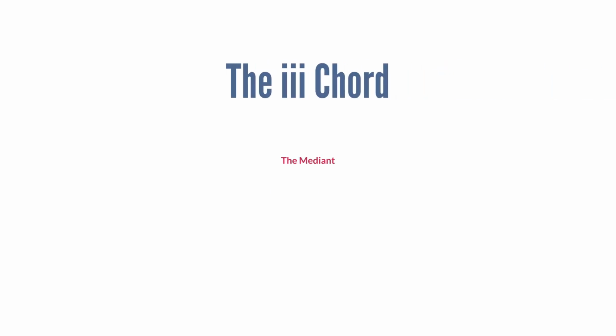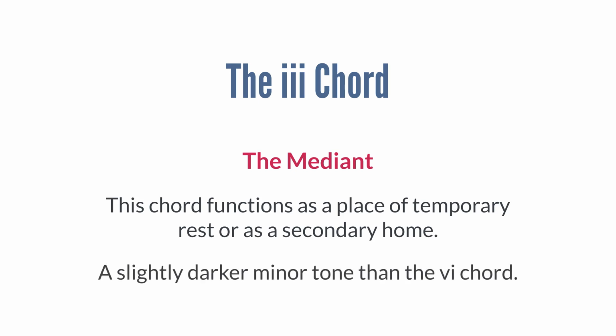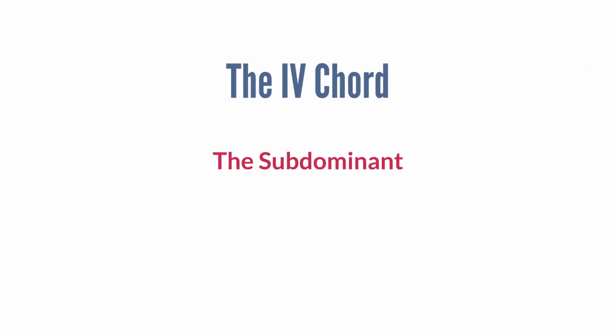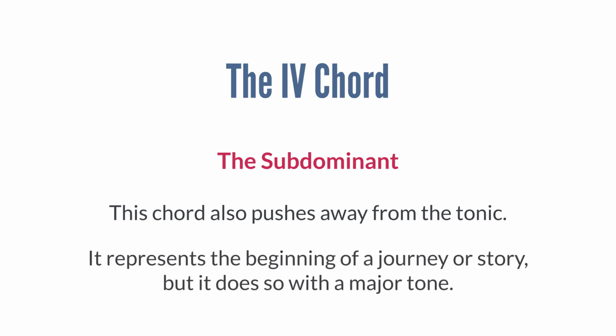The 3 chord is the mediant. This chord functions as a place of temporary rest or as a secondary home with a slightly darker minor tone than the 6 chord. The 4 chord is the subdominant. This chord also pushes away from the tonic. It represents the beginning of a journey or story, but it does so with a major tone.